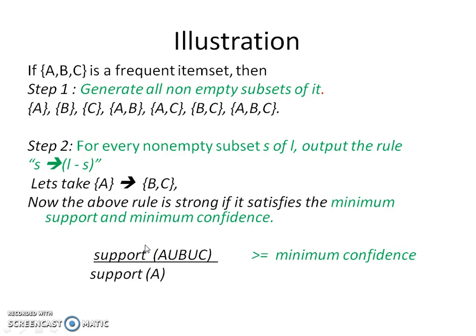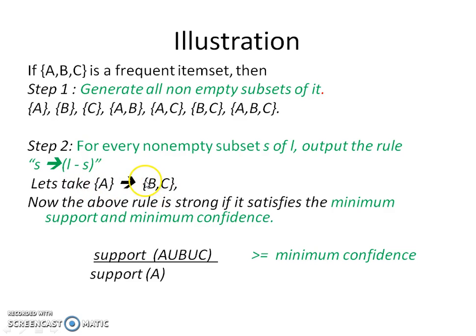We will go for an illustration. Say A, B, C is a frequent 3-item set. Step 1 is to generate all its non-empty subsets. What are the non-empty subsets of it? A, B, C, AB, AC, BC and then ABC. Now for every non-empty subset S of L, output the rule S implies L minus S. I am not going to take everything, I am just going to take A. If S is A, what will be L minus S? Our L is A, B, C, so L minus S is A, B, C minus A, which is BC.